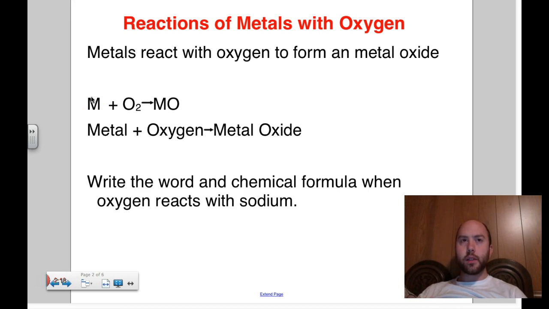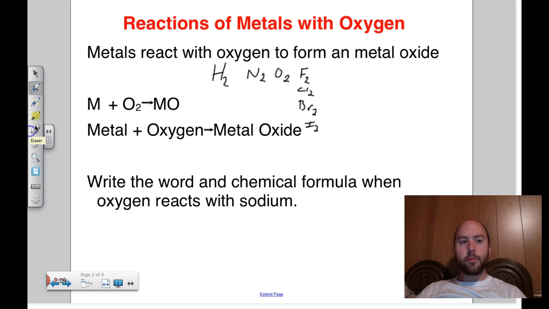Now, in the previous lesson, in the old notes, we should have talked about, or you should have read about, diatomic molecules. So these are elements that are always a subscript 2 when they're by themselves. Always. But it's only when they're by themselves, and there's 7 of them. There's hydrogen, nitrogen, oxygen, fluorine, chlorine, bromine, and iodine.